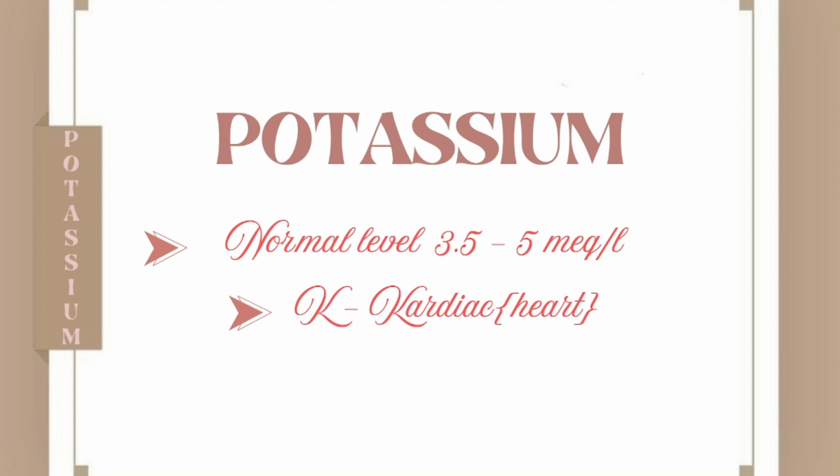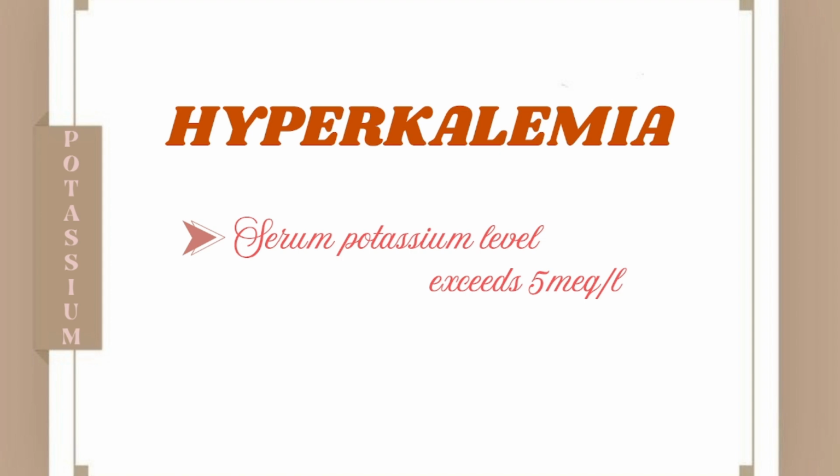Now, the normal level of potassium is 3.5 to 5 milliequivalent per liter. Two conditions occur when potassium is out of balance: hypokalemia and hyperkalemia. In this video, let's discuss hyperkalemia. Hyperkalemia: serum potassium level exceeds 5 milliequivalent per liter, means potassium level is more than the normal value, that is more than 5 milliequivalent per liter.